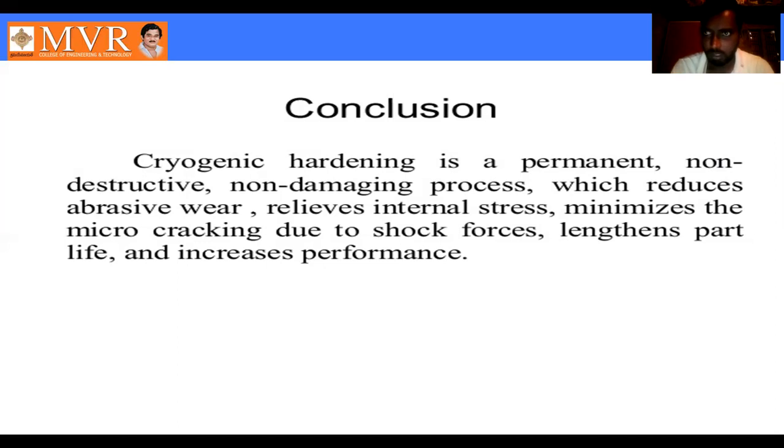Why? Because in this one we are using less temperature, so we cannot see damage from this particular procedure. At low temperature we are increasing the properties. That is the major advantage of this type of heat treatment compared to other procedures. The other procedures, like annealing, normalizing, tempering, hardening and surface hardening, use higher temperatures. But in the cryogenic heat treatment procedure we use low temperature to change the properties. That's why it is a permanent, non-destructive and non-damaging procedure.